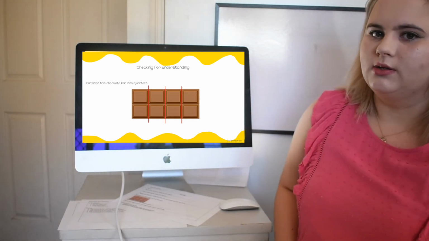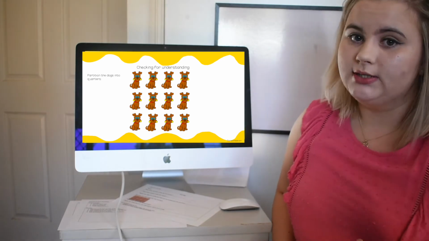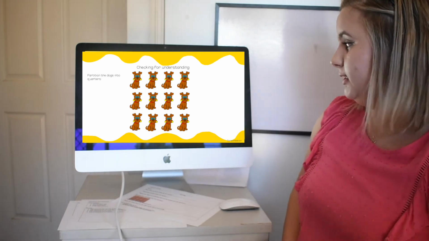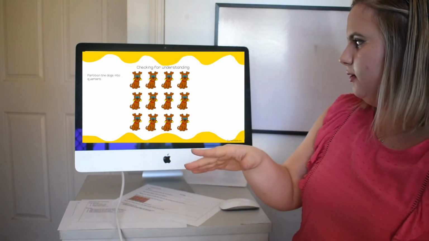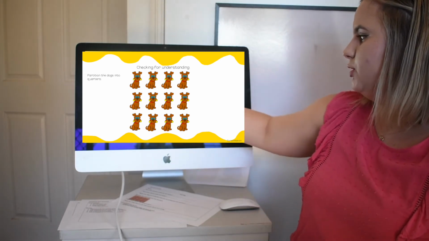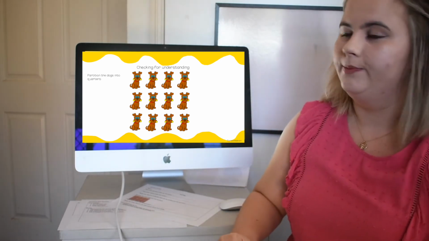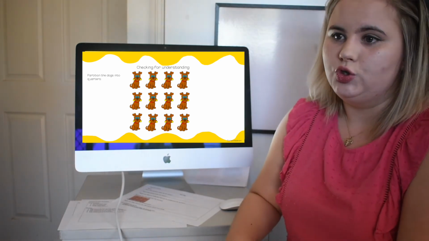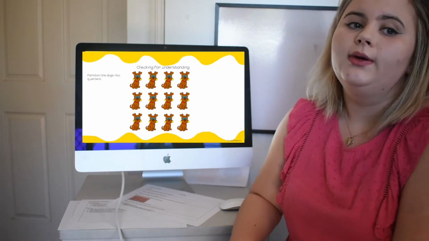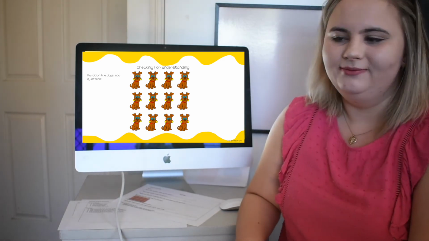Alright, now we've got some dogs. So what I'm going to get you to do, instead of drawing the dogs out, we're just going to draw some X's to represent the dogs. So I've got 1, 2, 3. I've got 3 rows of dogs with 1, 2, 3, 4 dogs in each row. So we need to partition our dogs into quarters. So I'll let you do that quickly, and you're going to show me your whiteboards when you're done.